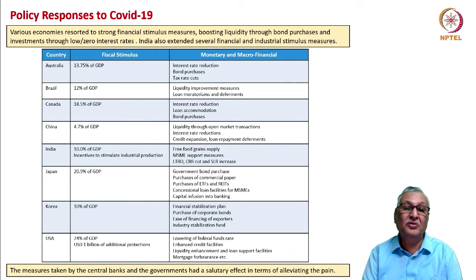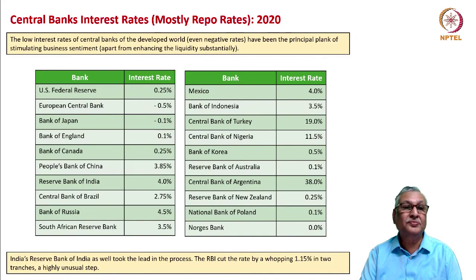That has been the policy of the central bankers. In USA, the highest stimulus country, 24% of GDP was in terms of fiscal stimulus. In addition, USD 1 billion of additional protections was provided. Lowering of federal funds rate, enhanced credit facilities, liquidity enhancement and loan support facilities, mortgage forbearance, etc. were the key drivers. These measures taken by the central banks and the governments had a salutary effect in terms of alleviating the pain caused by COVID-19.